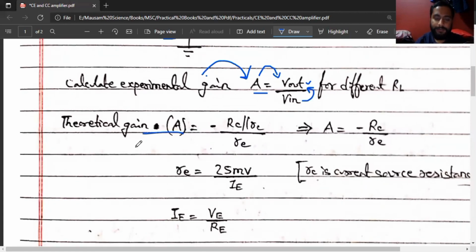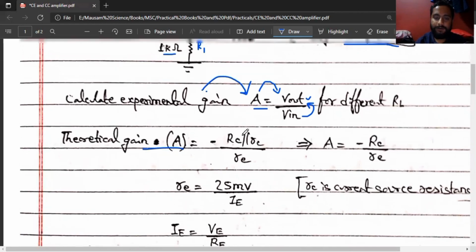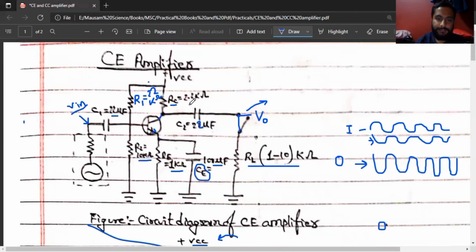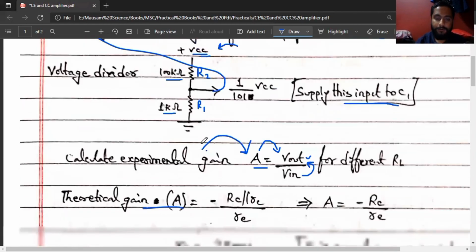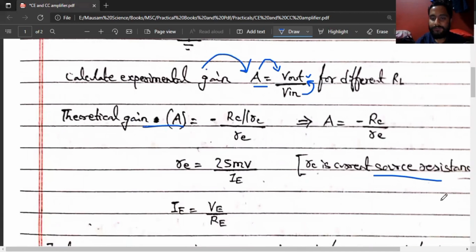Now the other is the theoretical gain, which can be calculated by the formula rc by RE. RC here is given as 2.2 kilo ohm. Small rc means the current source resistance mentioned here, whose value is very minimum, so we can neglect it. If we neglect it, then the value of A will be equal to minus RC by RE. So this is the formula for gain.